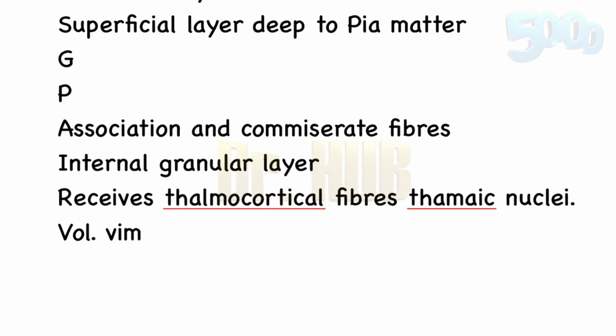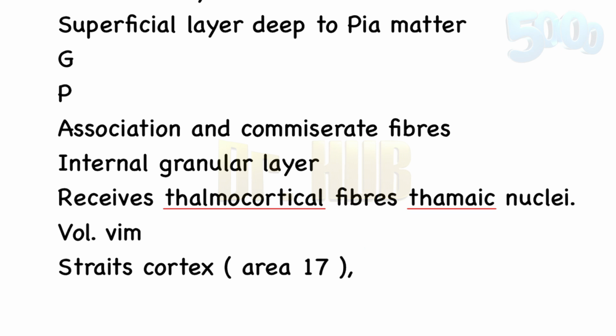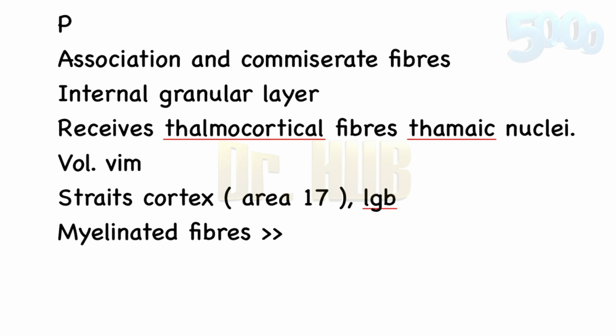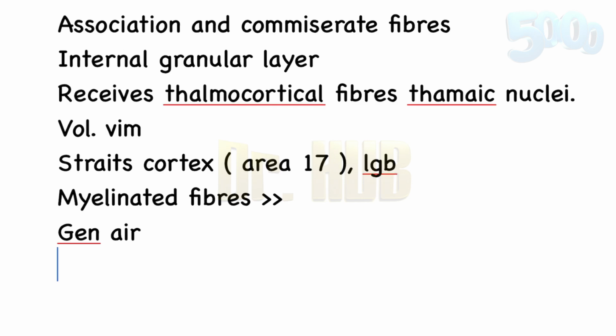Next is the striate cortex, which is nothing but area 17. Here it receives the input from the lateral geniculate body, LGB. There are also myelinated fibers. The myelinated fibers of this layer form the stripe of Gennari, all of this being about the granular layer. The stripe of Gennari is visible to the naked eye.